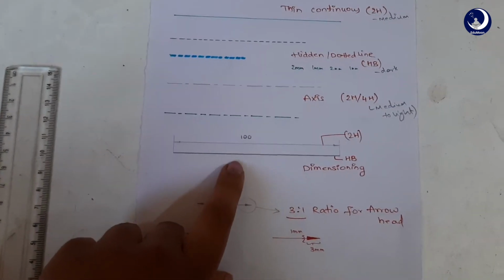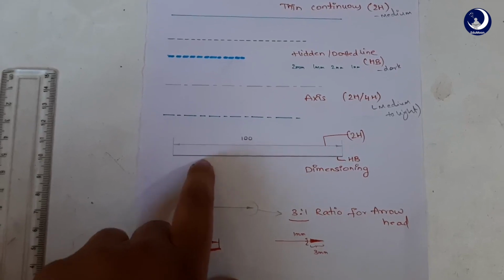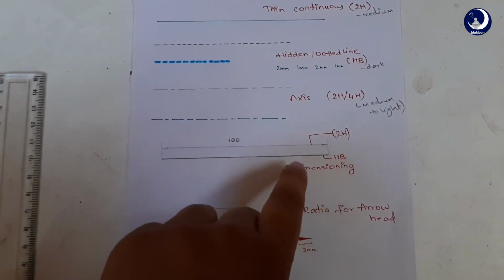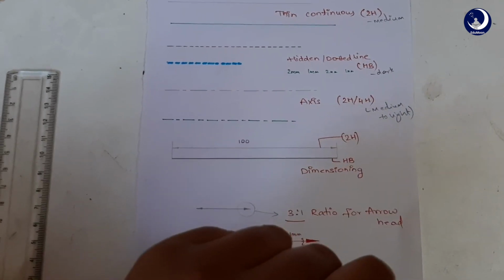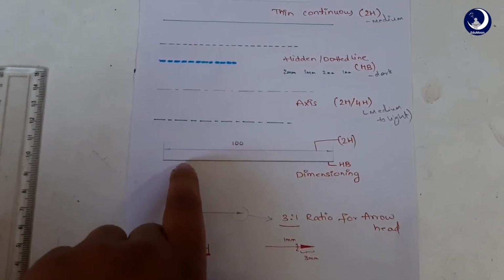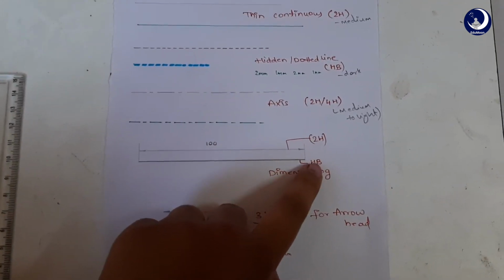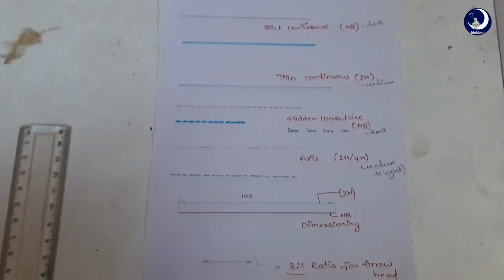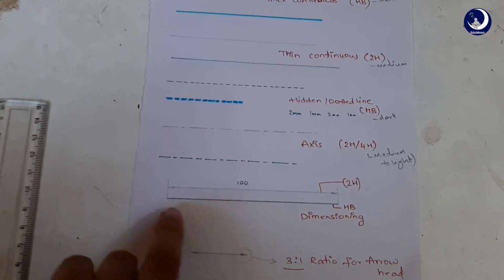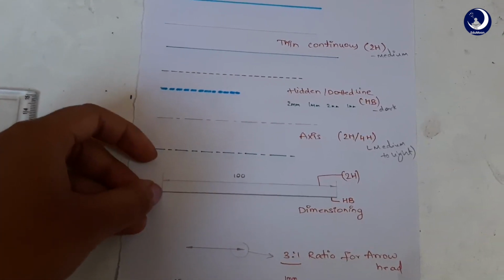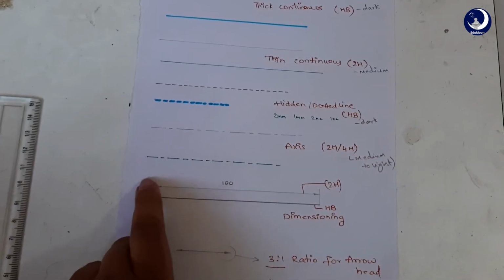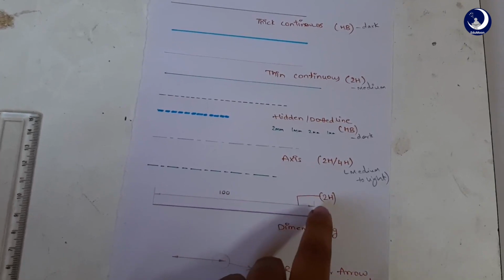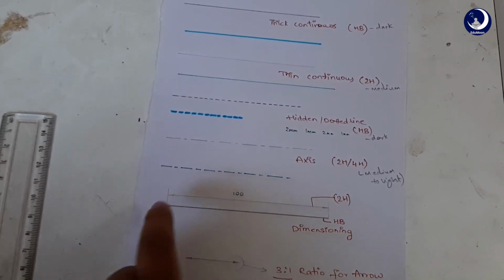Going to dimensioning lines, that is this. Let us assume that this line that I've drawn that is dark is an object whose measurement is 100. So as you can see, the object line is represented using the HB pencil, that is a thick continuous line as we discussed. And to dimension it, we take help of extension lines, that is these lines here, this and this. And this line, which is actually the dimension line, it has arrowheads at its end.